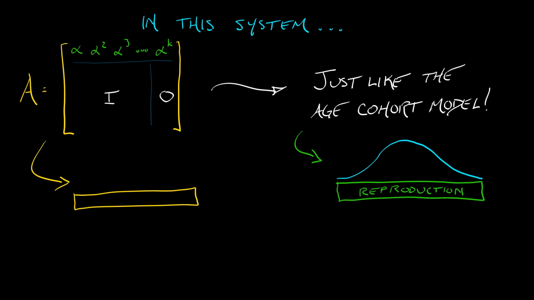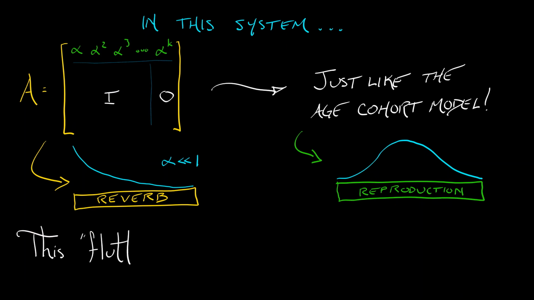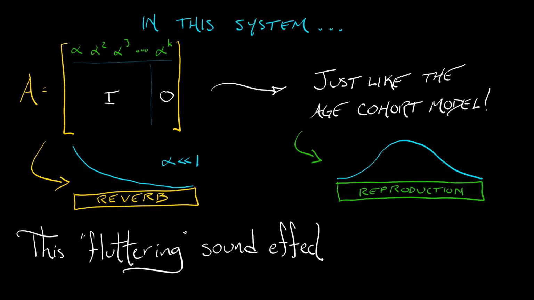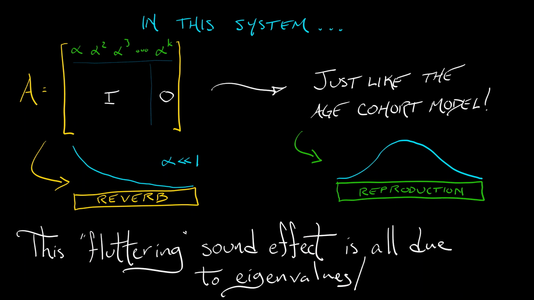If you look at that first row, then what do we have? We have increasing powers of alpha, but because alpha is less than 1, a fair bit less than 1, then these reproduction rates are falling off exponentially. And that's really related to this fluttering sound effect that you get in a good reverb. It is all due to the eigenvalues of this matrix, and that's what we want to turn to.